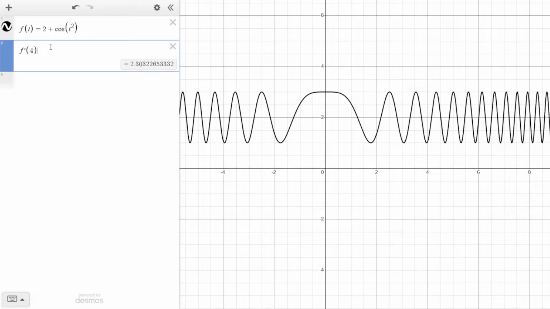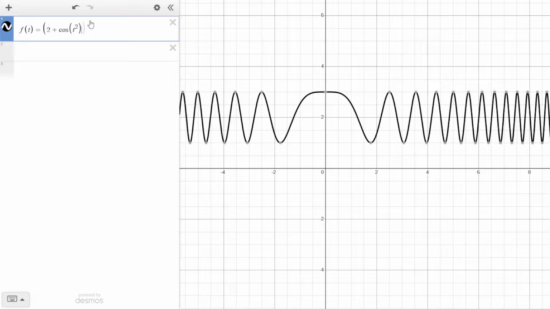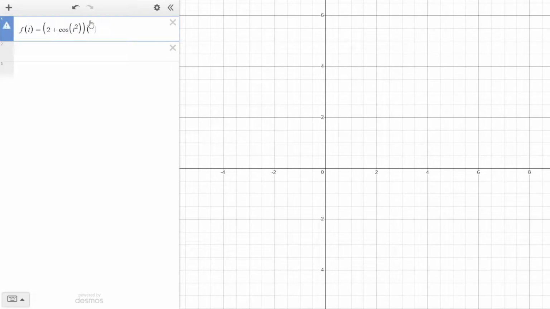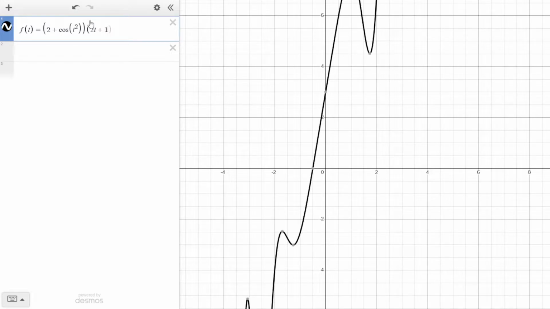And then I'm going to define g of t. Actually, because this is the last thing I've got, I'm going to add parentheses to this and multiply it by 2t plus 1. Okay. Have that, and then I just want the derivative of that at time t equals 4. That would give me 22.814.